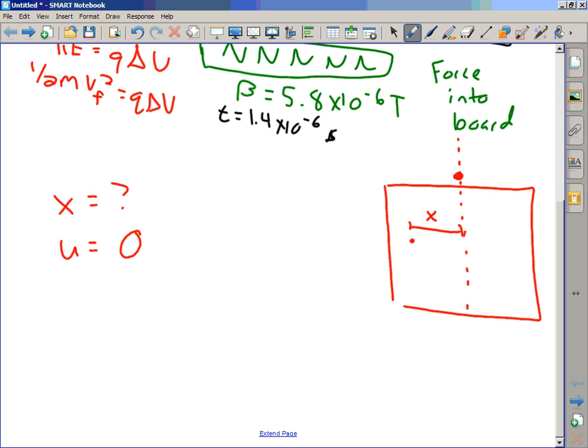Okay, 0. But it's going to be accelerated, yeah? It's going to be accelerated to the left, just a little bit. Everybody see that? It's just the way I drew it. You could say to the right.